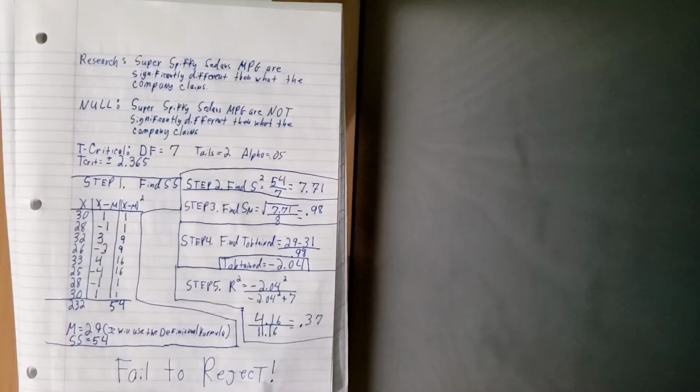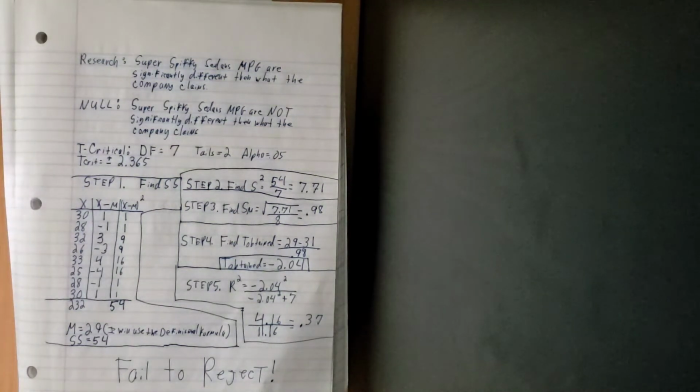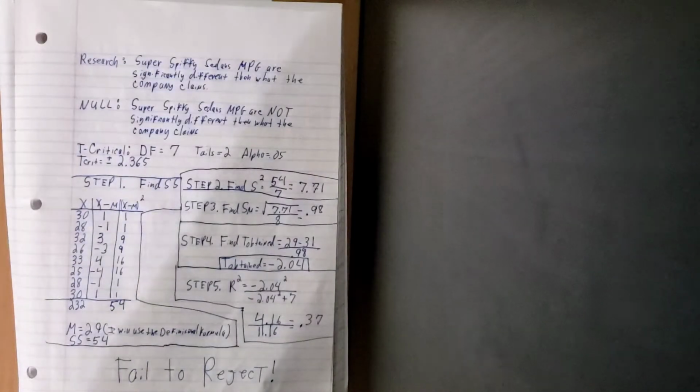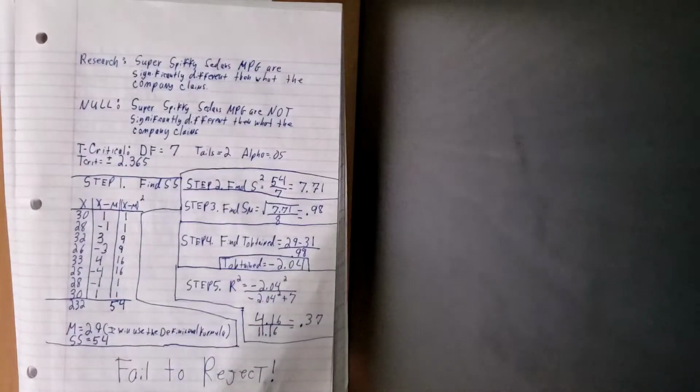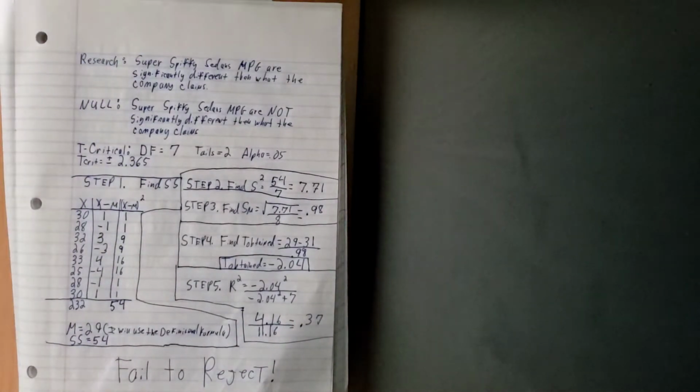Use alpha level 0.05. Okay, so the first question is asking, what is the research hypothesis? Now in this case, we know, because the question asks, is there a difference? Once we hear that, we know that it's going to be a two-tailed test, and our research and null hypothesis must reflect that two-tailed test.